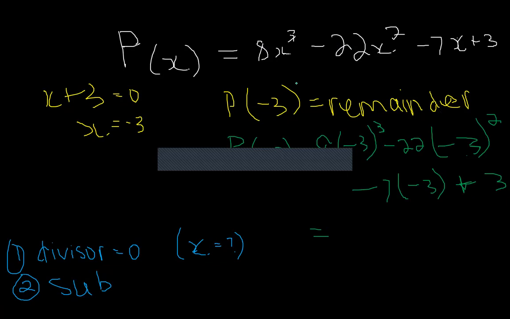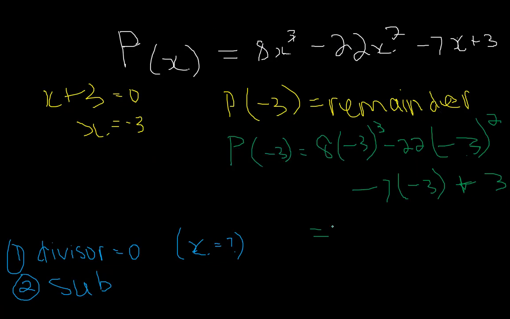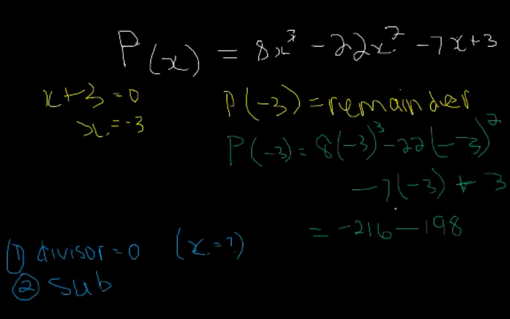Minus 3 cubed, that's minus 27. And minus 27 multiplied by 8, that's minus 216. Minus 3 squared, that's 9. And 9 times minus 22 is going to give me minus 198. Minus 7 times minus 3, that's plus 21. And then we have the plus 3.